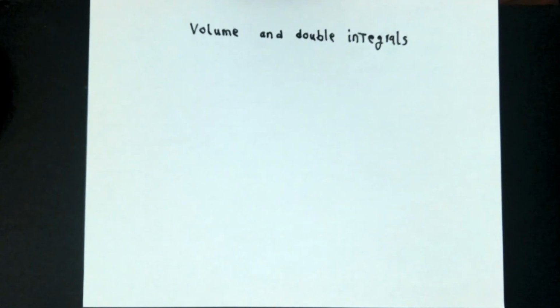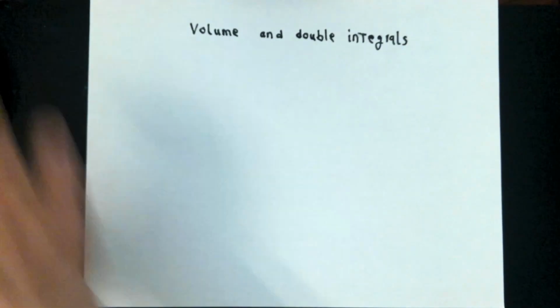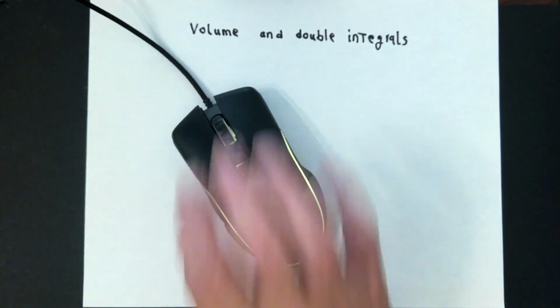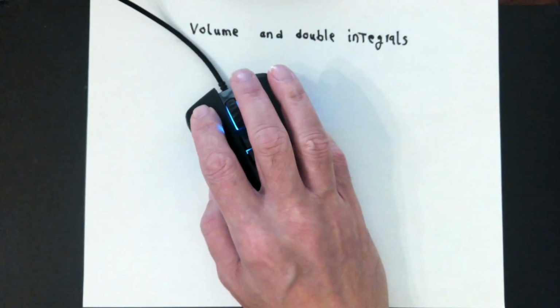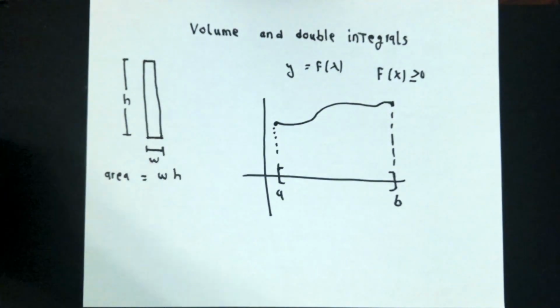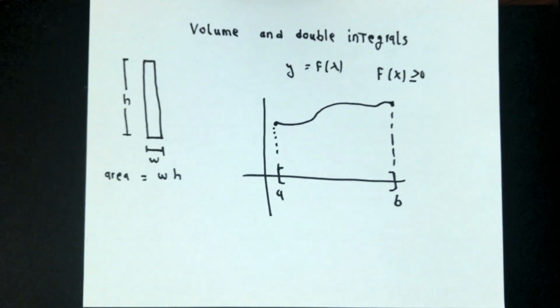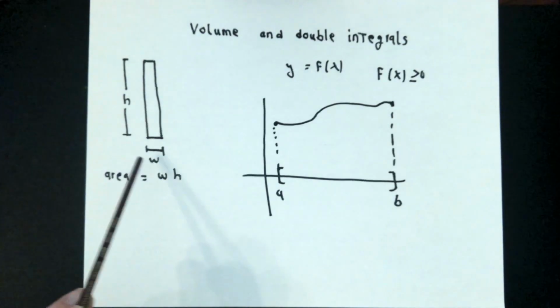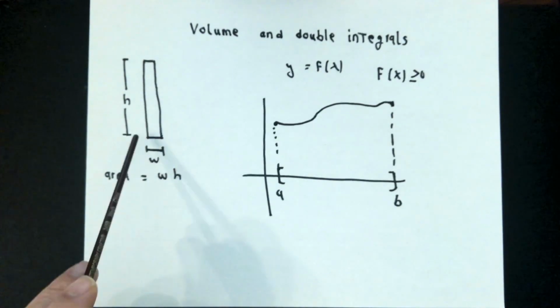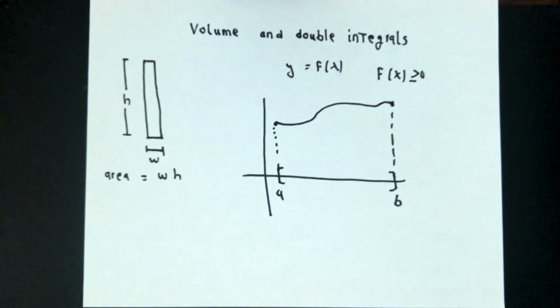Good morning. Today, I'd like to talk a little bit about the relationship between these double integrals we've been looking at and volumes in three-dimensional space. To begin with, I want to remind you of what went on back in Calculus 1. The area of a rectangle is its horizontal length multiplied by its vertical height.